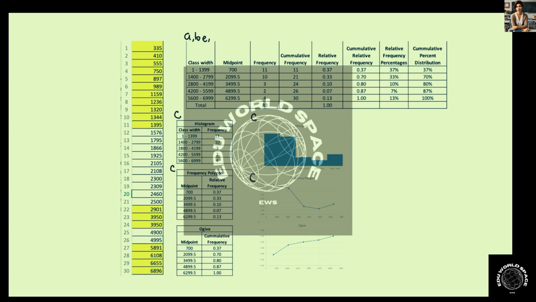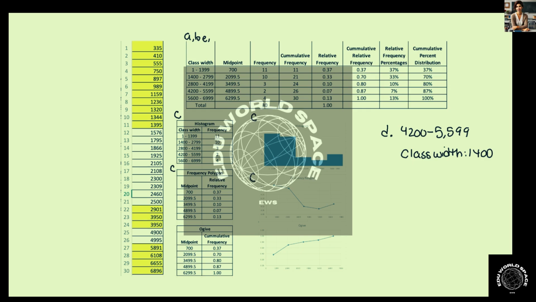And then what are the class boundaries and width of the fourth class? So for D, the class boundaries for the fourth class is 4,200 to 5,599, and the class width is 1,400. And then E, construct cumulative frequency, which is right here. The cumulative relative frequency, which is right here, and the cumulative percent distribution, which is right here.